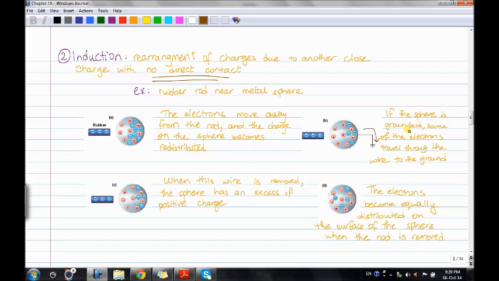Then if the sphere is grounded, some of the electrons travel through the wire to the ground. Then when this wire is removed, the sphere has an excess of positive charge, so there are more positive charges than negative charges. Then the electrons become equally distributed on the surface of the sphere when the rod is removed.